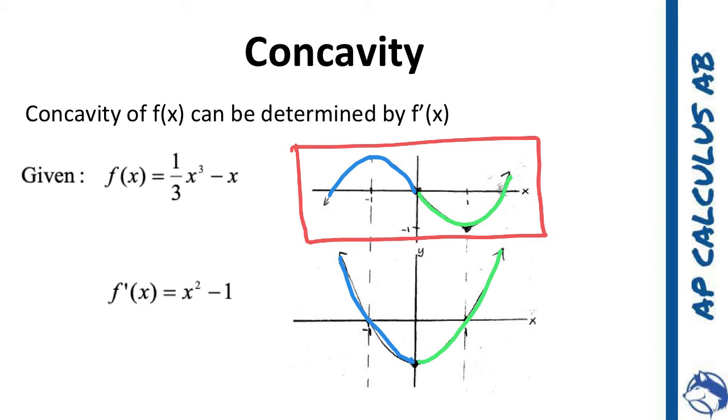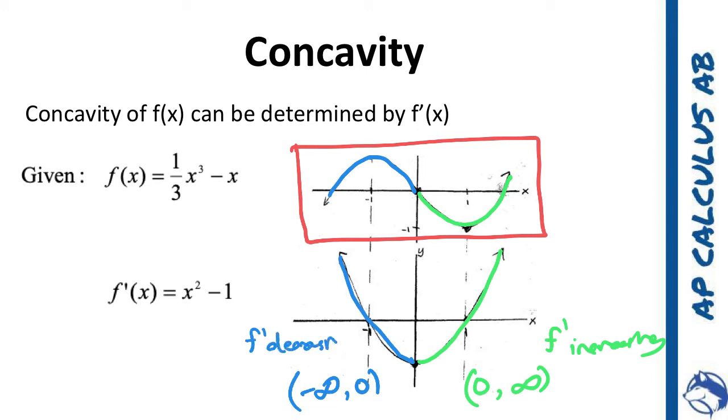From the interval of negative infinity to 0, we see that f prime is decreasing, and it's decreasing at a lesser rate. And then from 0 to infinity, the function f prime is increasing at a greater rate. So that's really what we're looking at in this scenario.